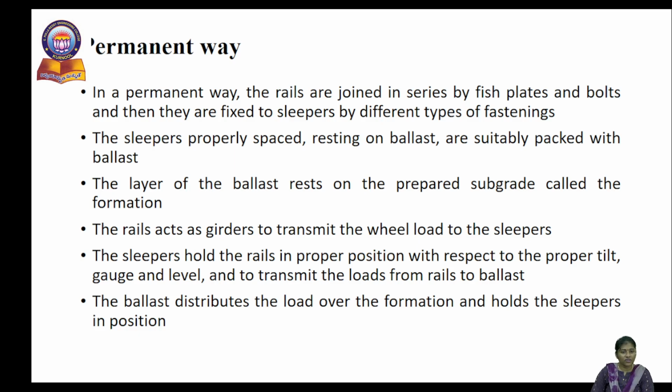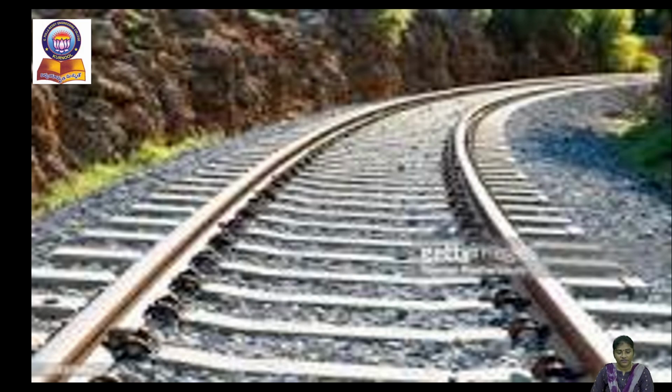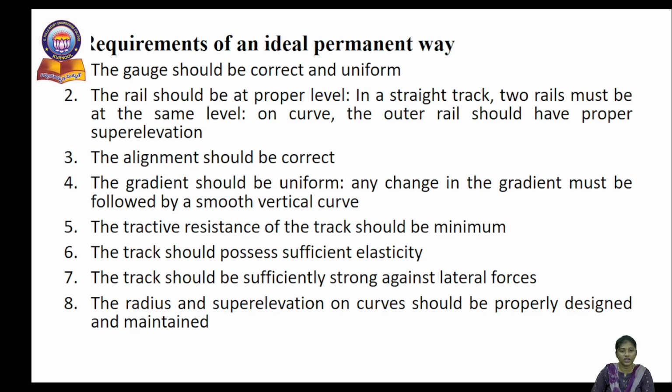The main function of the sleeper is to hold both the rails together in position when heavy loads are coming from the fast moving train. The ballast material distributes the load over the formation and holds the sleepers in position. You can see this is a permanent way, where the horizontal members are the sleepers, along with the rail sections and ballast packing over formation. The overall formation width you can observe in this figure.